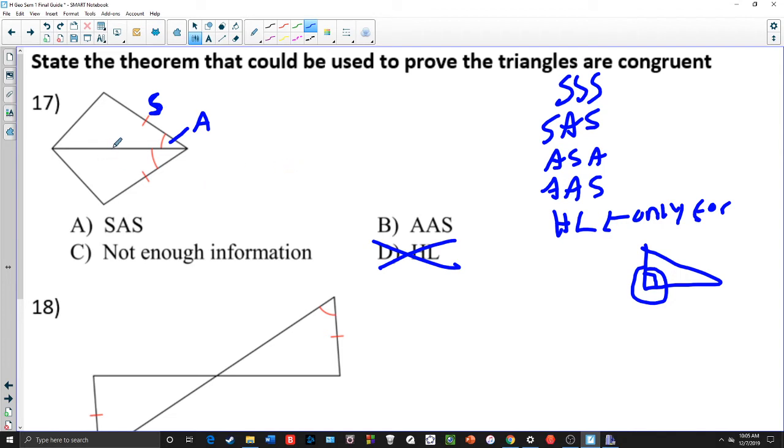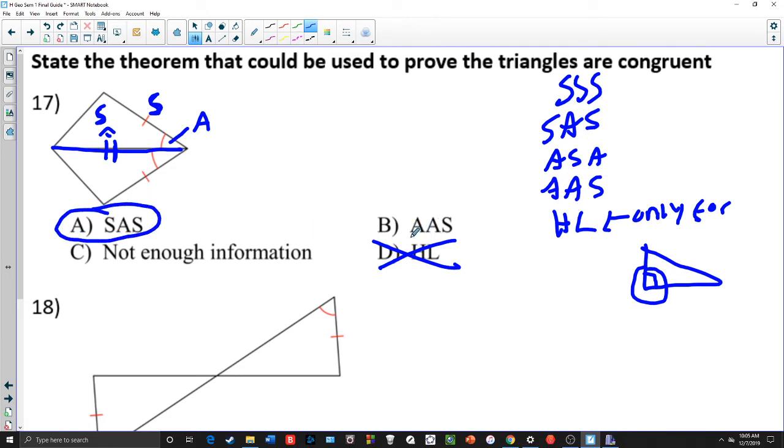But if you look here, this side, this is our reflexive side. It's shared between both triangles. So that's your freebie. You can mark that as congruent because it's shared between them. So this would be your third S. So you have 2 S's and an A, and the only one here that fits that is side, angle, side.